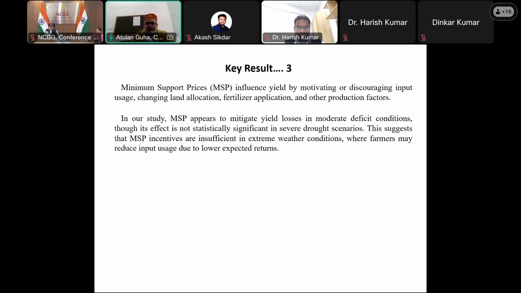And this third result is the MSP. As we already said, MSP influences the yield by motivating or discouraging input usage, changing land allocation, fertilizer applications, and other production factors. In our study, MSP appears to mitigate yield losses in moderate deficit conditions, though its effect is not sufficient in severe drought scenarios. This suggests that MSP incentives are insufficient in extreme weather conditions, where farmers may reduce their input usage due to lower expected returns, putting in less land or less fertilizer, etc.